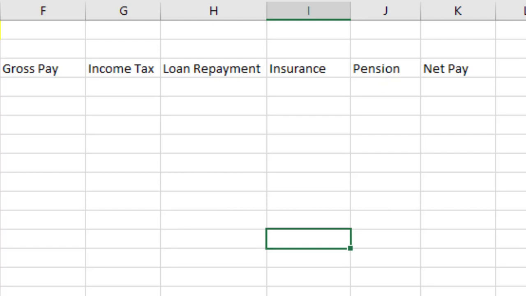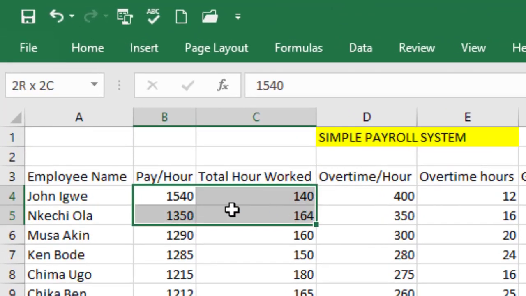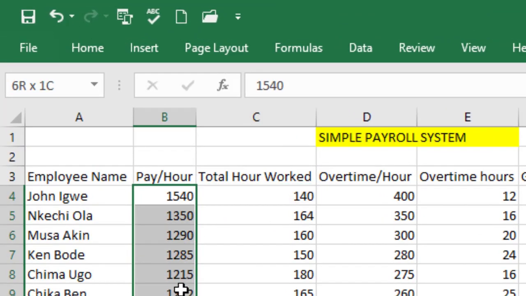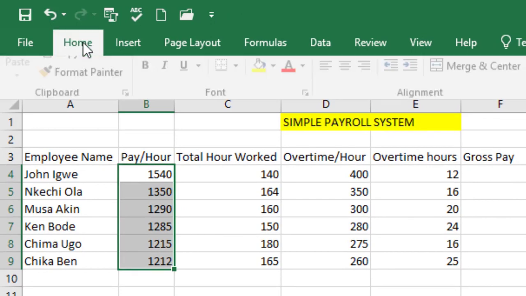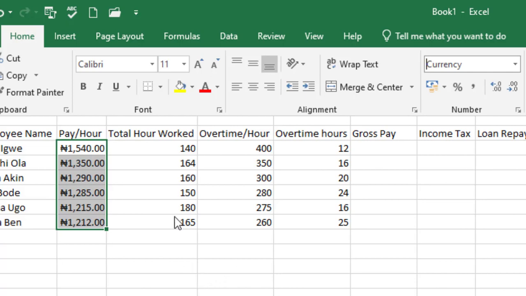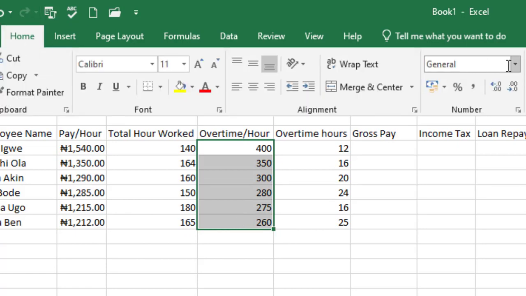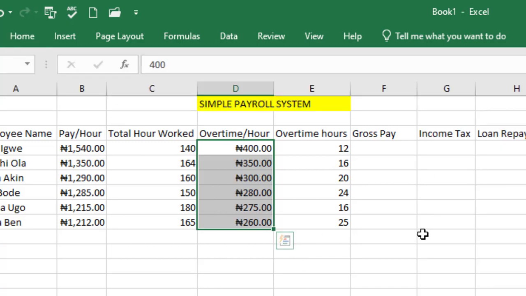So before I go further into this, I want to first convert every digit here that involves pay to currency. So this is the pay per hour, and then the overtime pay per hour. So convert to currency. So now let's move forward.